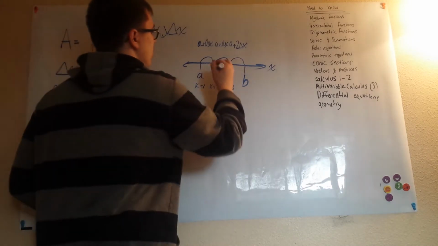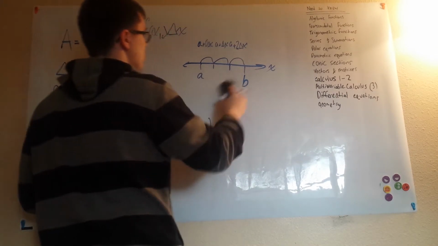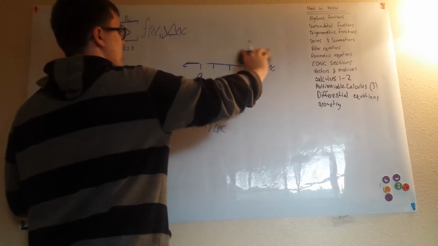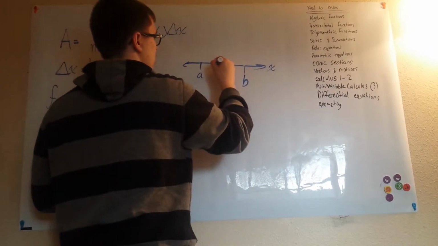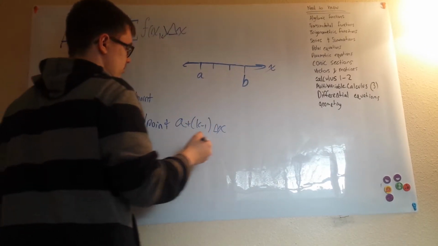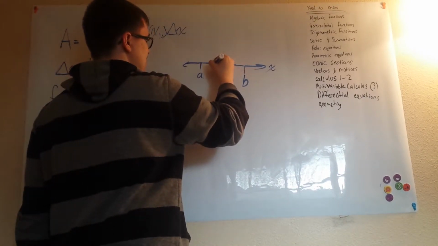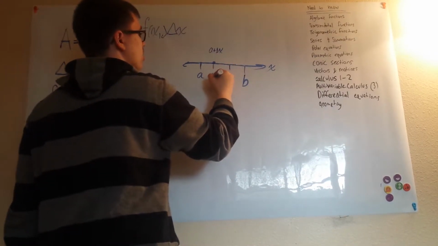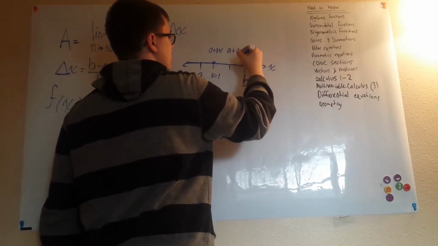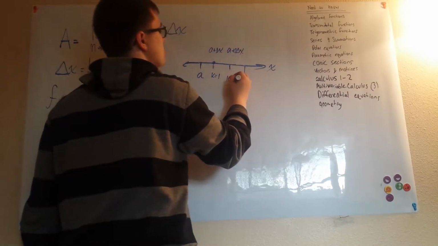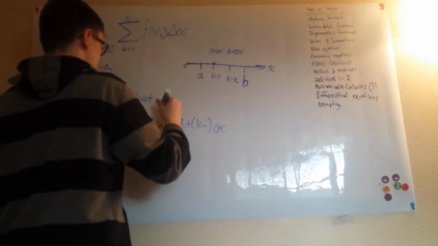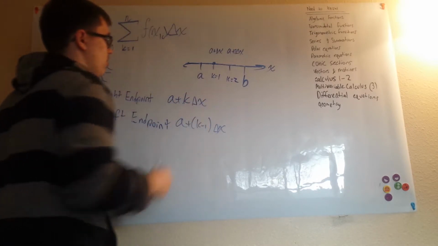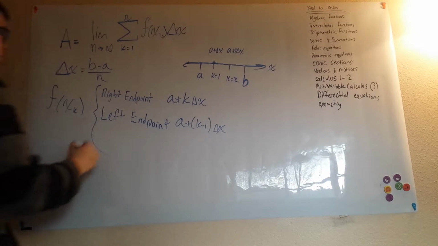Now for the right one, it's easier. This is the right endpoint. What's a plus delta x? This is the first rectangle, right? This is the right endpoint of the second rectangle. We already see a pattern. There's 1, 2. So the right endpoint formula is just a plus the number of the rectangle you're on times delta x. There is the last one called the midpoint.